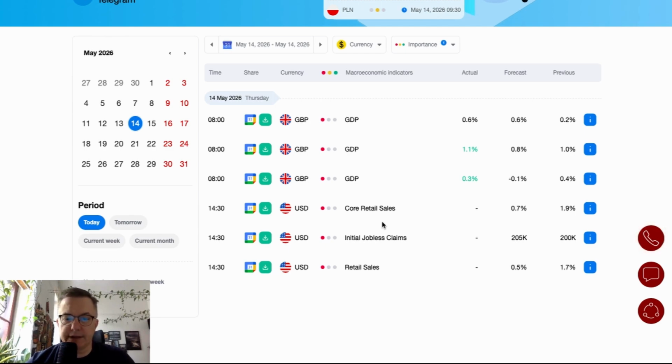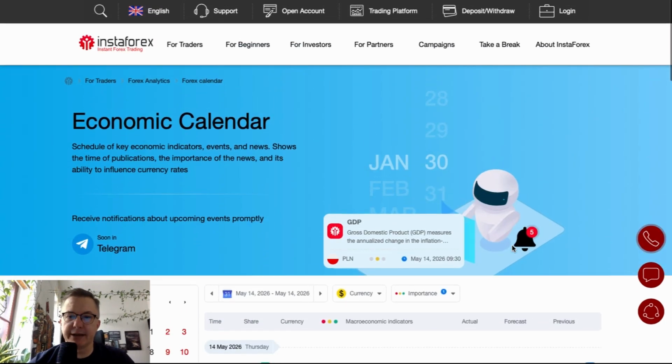Other very important data are scheduled for 2:30. Those data are from the USA and they include core retail sales and initial jobless claims together with the retail sales as well. Market participants expect retail sales to go down from 1.9 to 0.7 and 1.7 to 0.5 respectively, and the initial jobless claims to stay mostly at the same level, around 200,000 claims. So a few important data releases are still ahead of us.